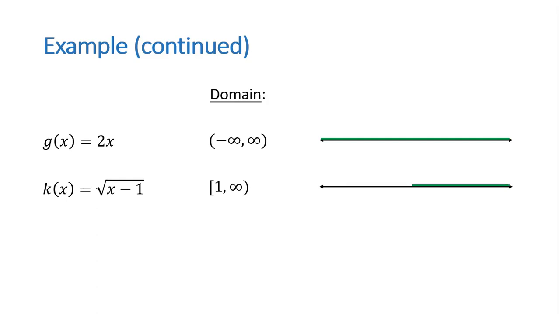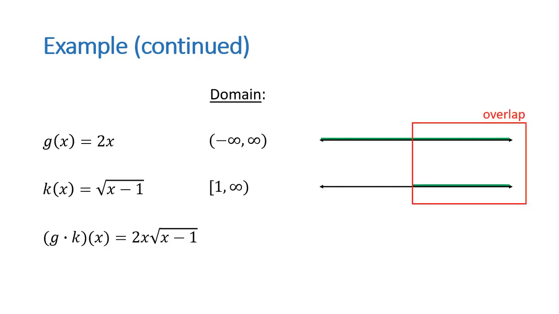So anything less than 1 is not going to be included as part of this domain. So our domain for our final function, for our algebraically combined function, is going to be the overlap of these two individual domains. Well, notice these two domains are not the same, so the overlap is not going to be the entire real number line. The overlap is going to be that portion from 1 to infinity.